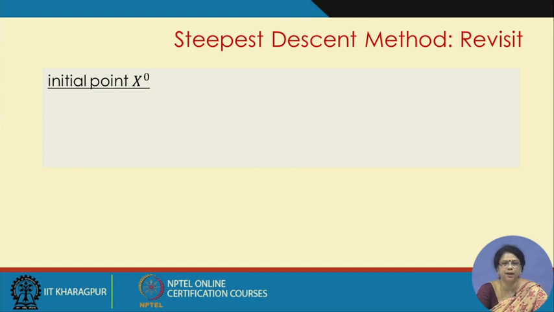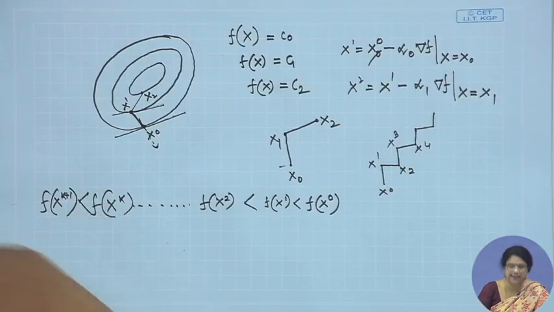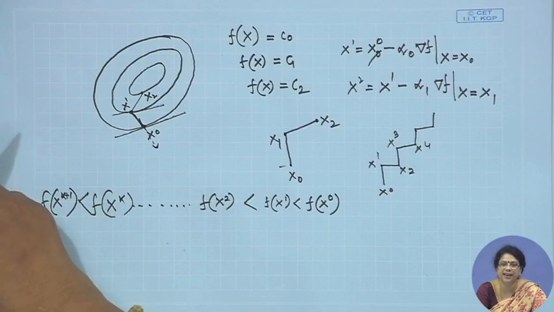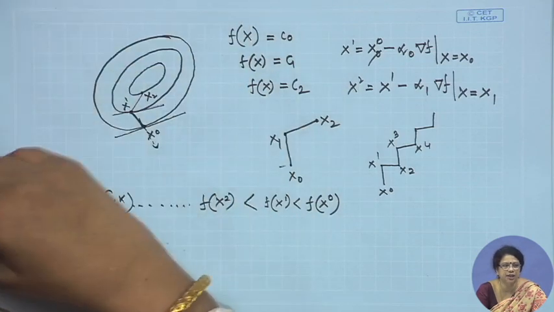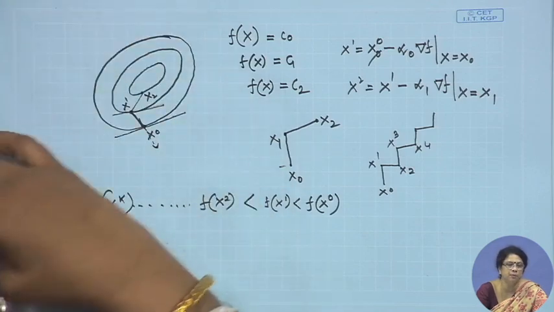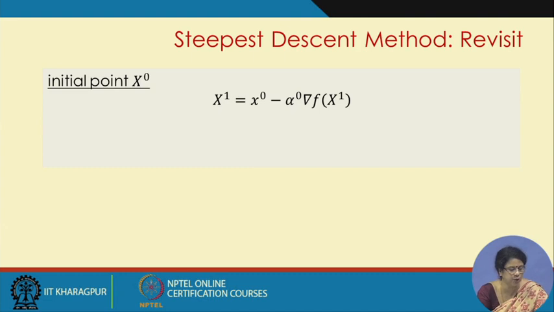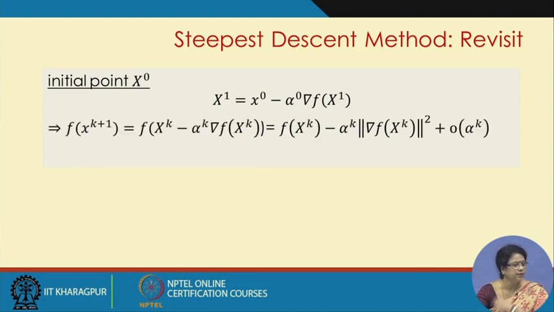As I said, my initial point is x0. What are we going to prove? We are going to prove that f(x_{k+1}) is less than f(x_k), where k is the kth iteration and k plus 1 is the next iteration, and this is the minimization we are considering. That is why, if it is x0, x1 would be this way, and x_{k+1} would be x_k minus alpha_k grad of f(x_k).